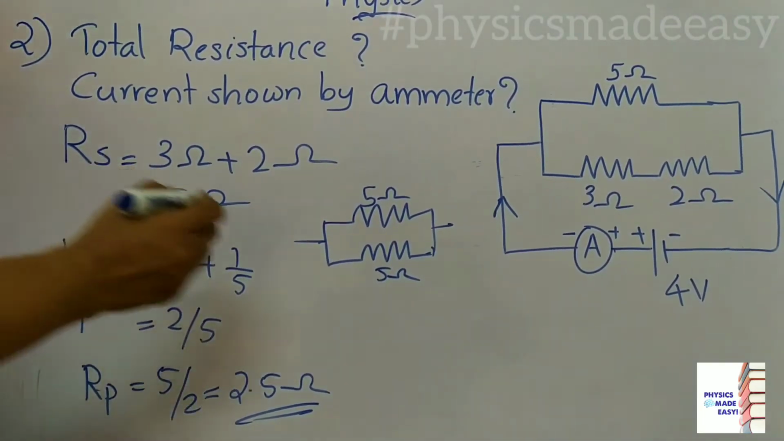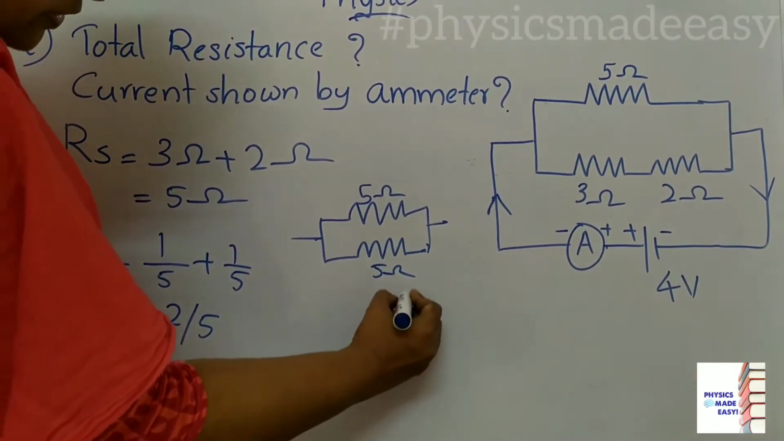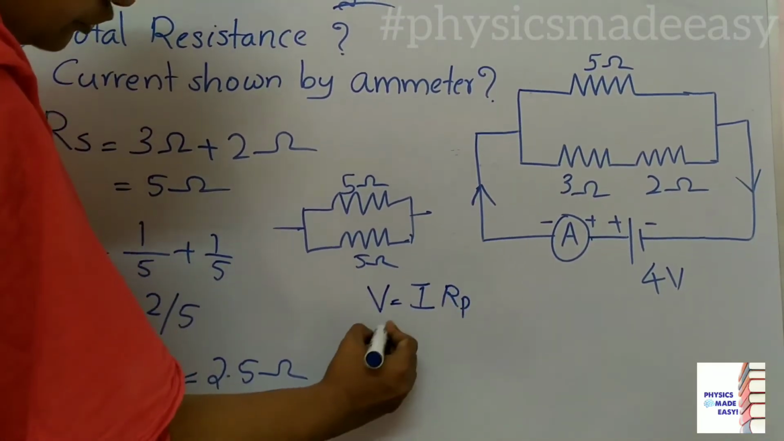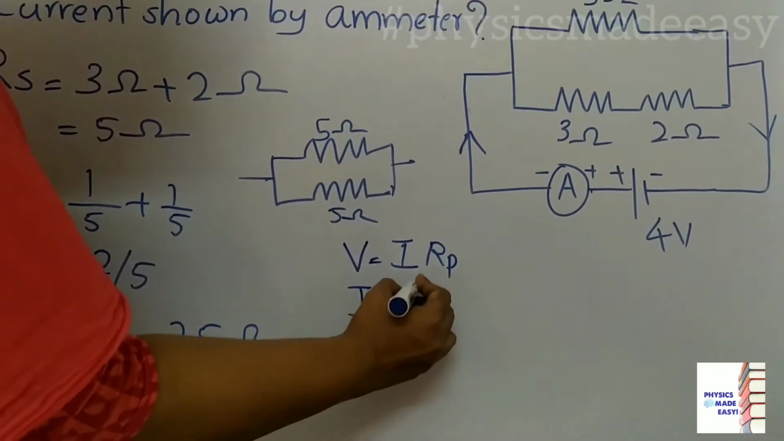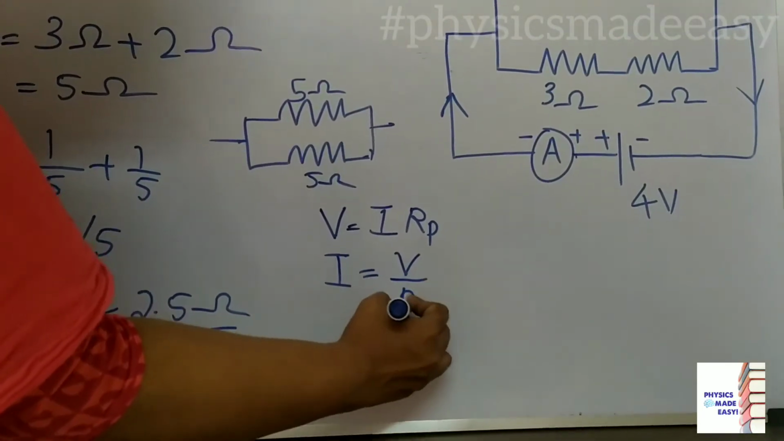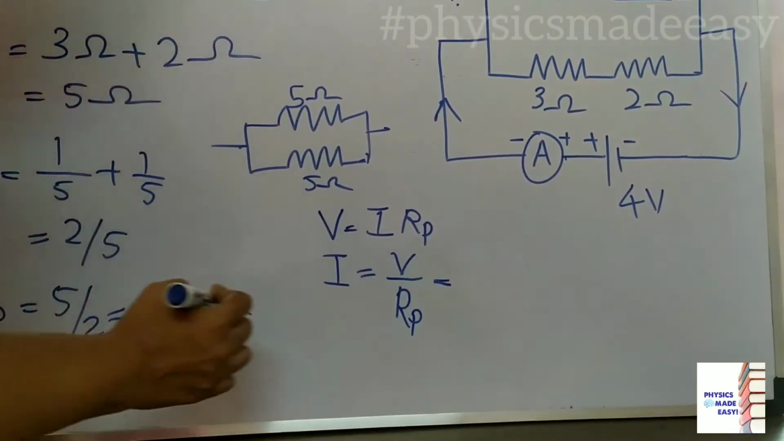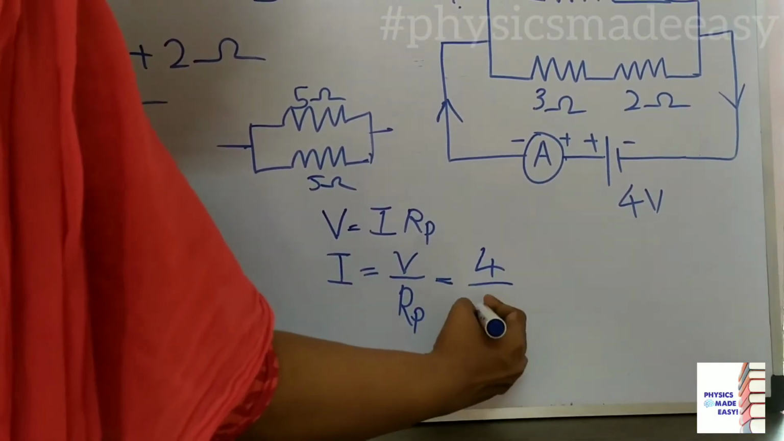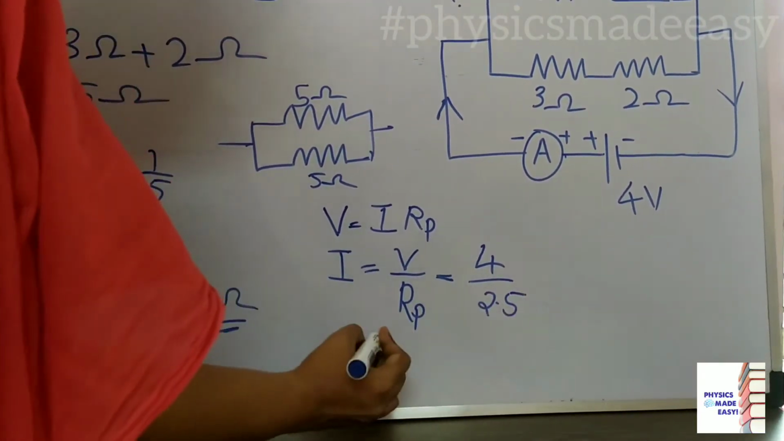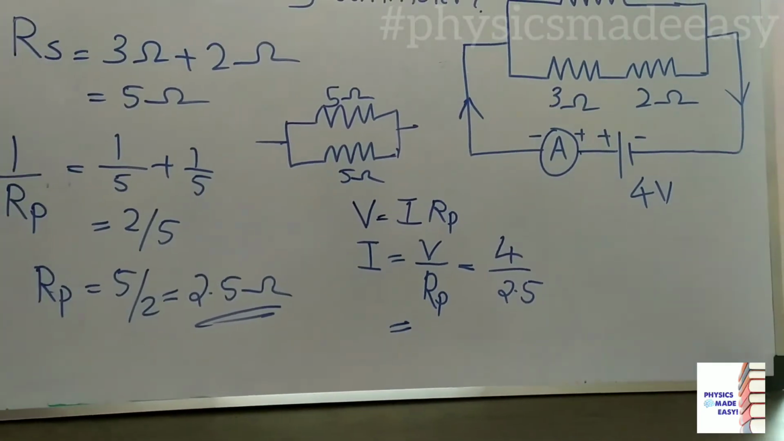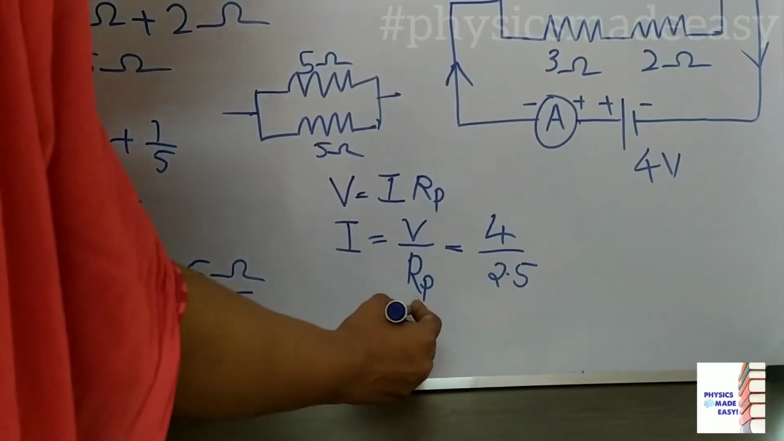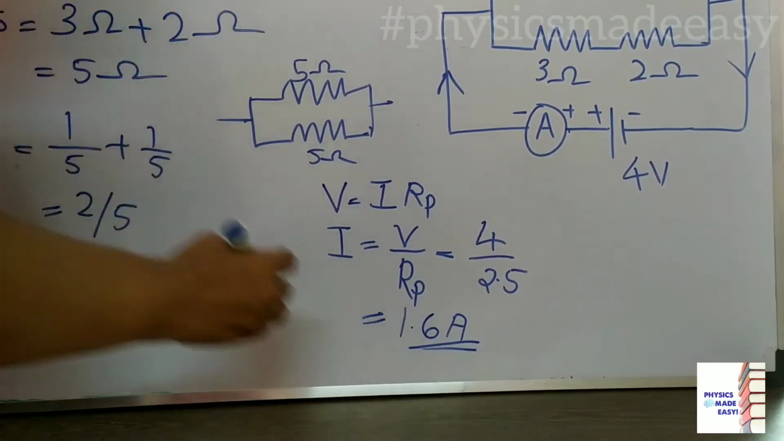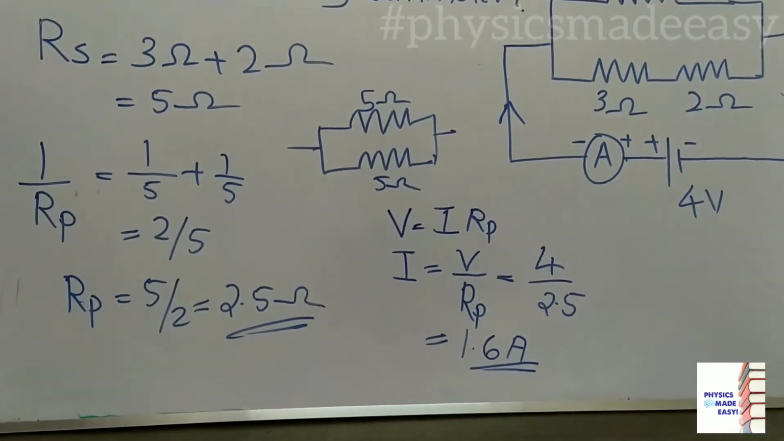There we can use Ohm's law. Here we can write V is equal to I into Rp. We have to find the current. I is equal to V divided by Rp. What is the potential difference? That is given as 4. 4 divided by 2.5. That is the current through the circuit. Here you will get 1.6 ampere. That is the total current flowing through the circuit.